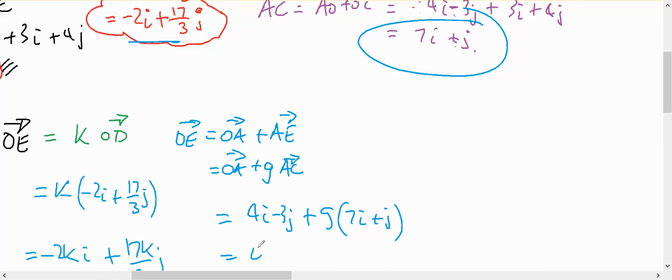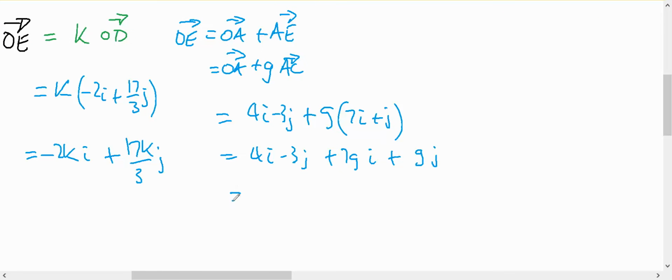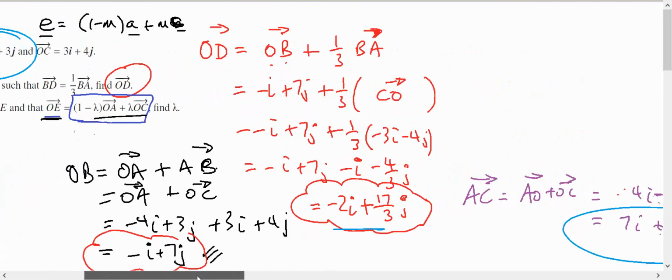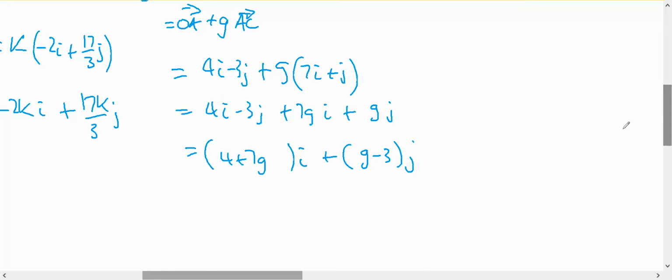So that gives me 4i minus 3j plus 7g i plus g j, which is in the i's, 4 plus 7g, plus g minus 3 in the j. OA is minus 4 plus 3, so I wrote, that's minus 4, that's plus 3.